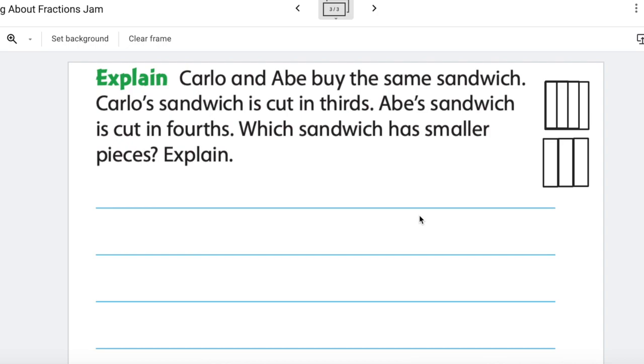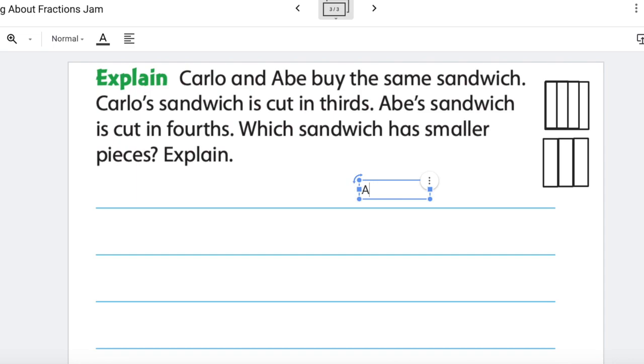In this problem, Carlo and Abe buy the same sandwich. Carlo's sandwich is cut into thirds. Abe's sandwich is cut into fourths. In this part, you're going to use your typing tools like your text box to explain which sandwich has smaller pieces and how you know. To make this a little easier, I should probably label the sandwiches.